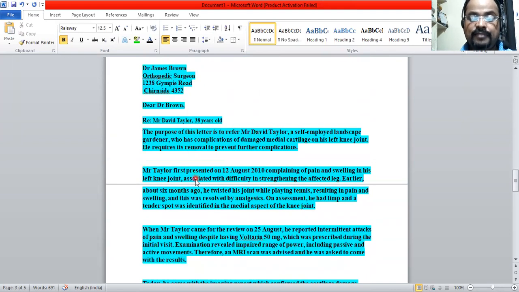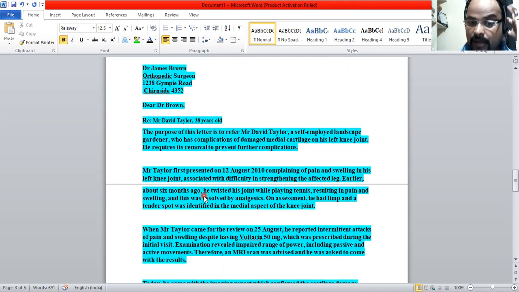Let us go ahead with the first paragraph, that is the first visit. First presentation was on 12th of August 2010, complaining of pain and swelling in his left knee joint associated with difficulty in straightening the affected leg. So he had problems straightening the affected leg, and he had pain and swelling. This was his complaint when he came to his GP on 12th of August 2010.